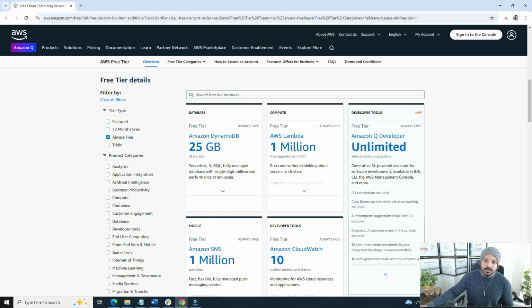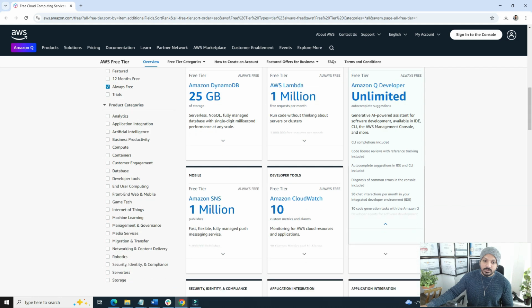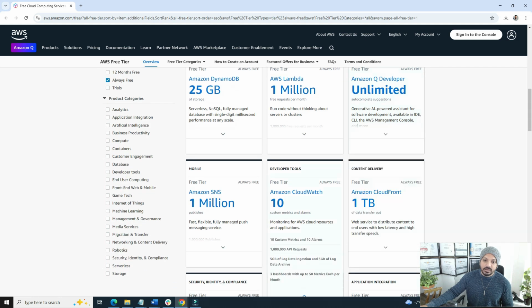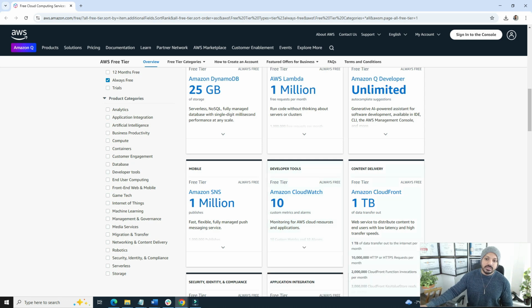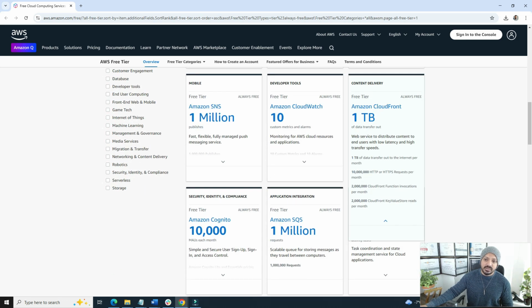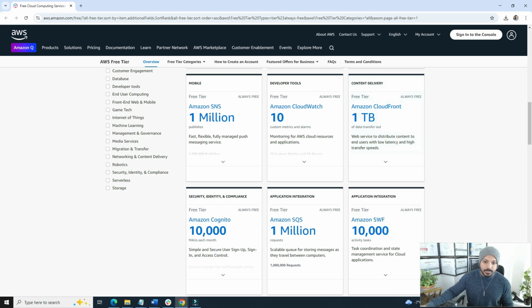And if we are looking into some other services like Amazon CloudWatch, we get 10 custom metrics and alarms for free. So there are tons of free resources that we're getting under this free tier, which will be free for us forever. Like CloudFront. CloudFront is used as a CDN, a content delivery network, so it's great for caching.